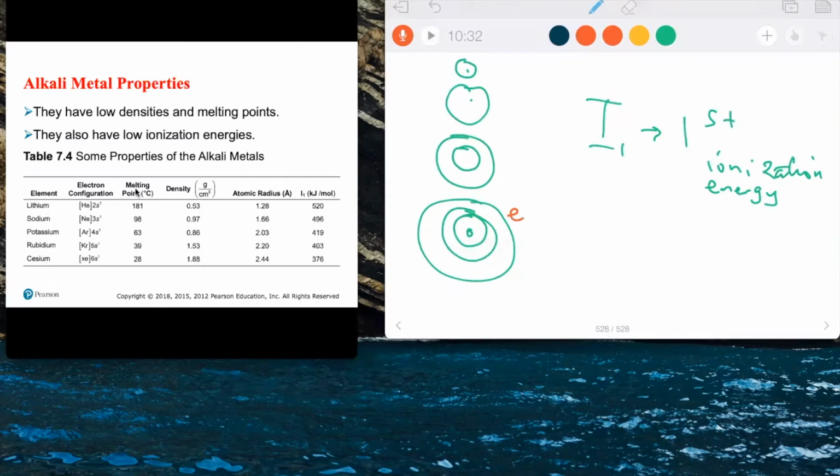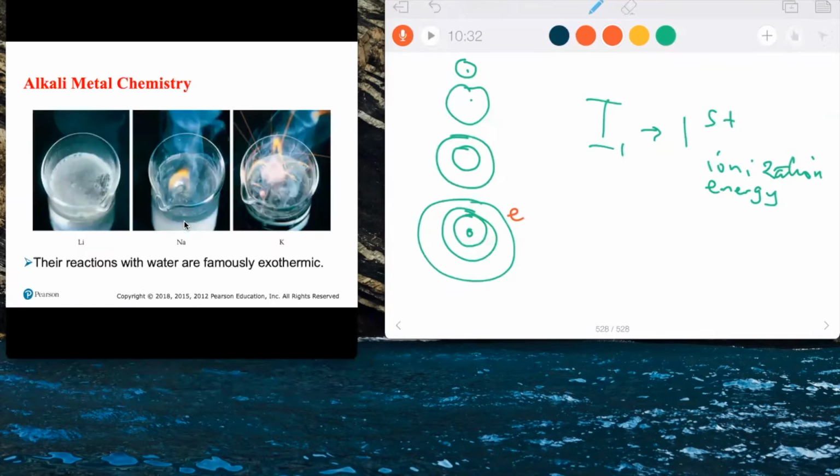There is also the density, which is increasing. They have low densities and low ionization energy, as compared to what we looked at earlier, group 8. You need to know their trends for alkali metals, their properties, how ionization energy changes as you go down the group, the atomic radius as you go down the group, and you should understand that melting point also decreases as you go down the group.